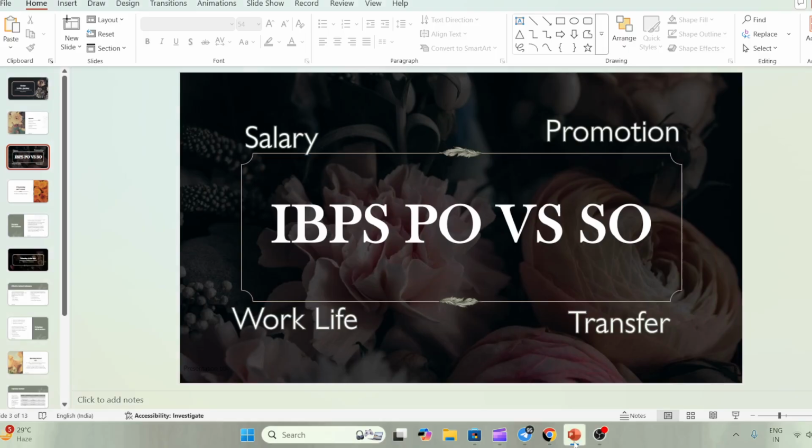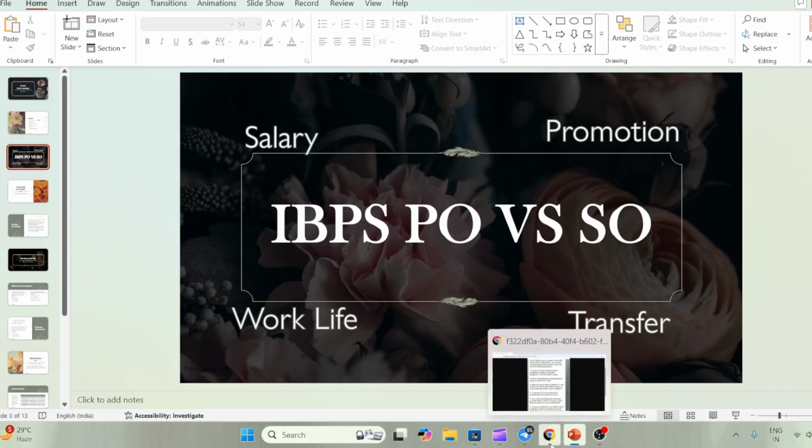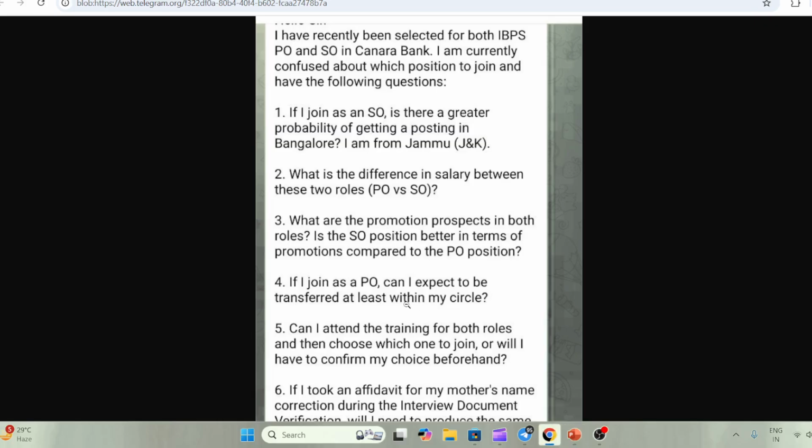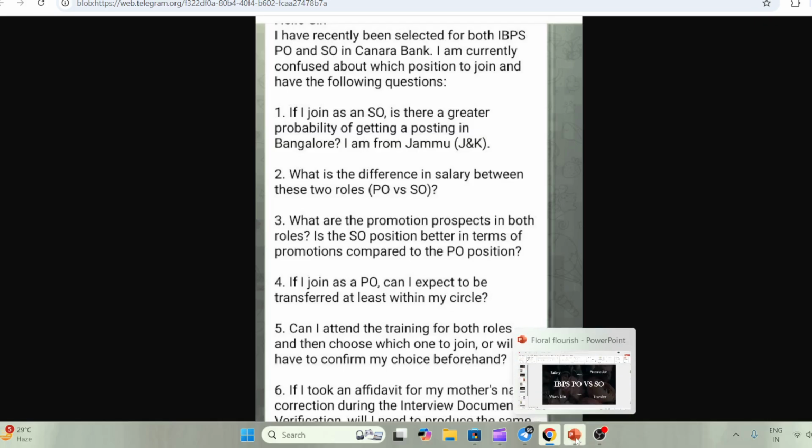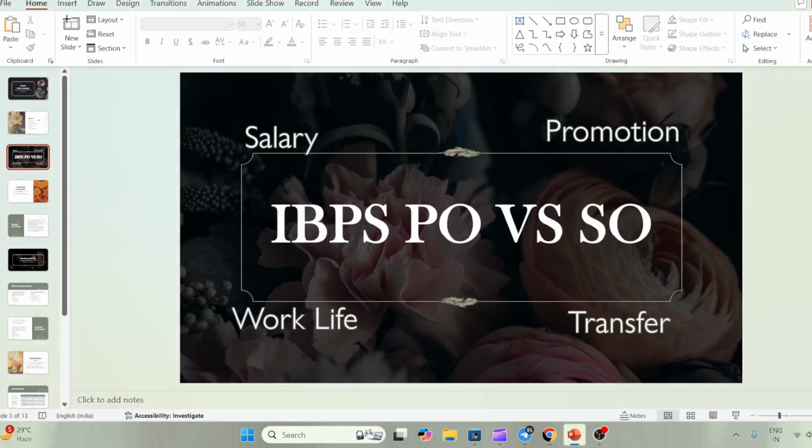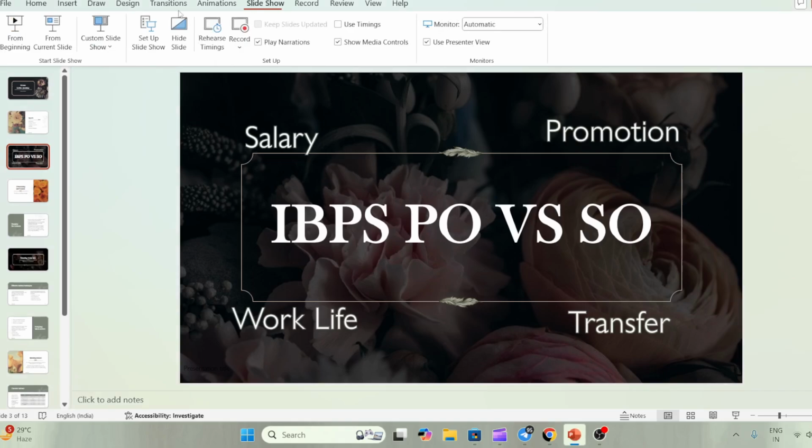IBPS PO versus SO, which is good in terms of everything. I will explain about salary, your promotion, work life, and transfer. Here, one student asked a question like this. He's been selected in PO and SO, and he also has some questions that he asked me. I'm going to answer all his questions. First, I will explain in my opinion, then I will answer all the questions of the student. Okay, so let's start the video.